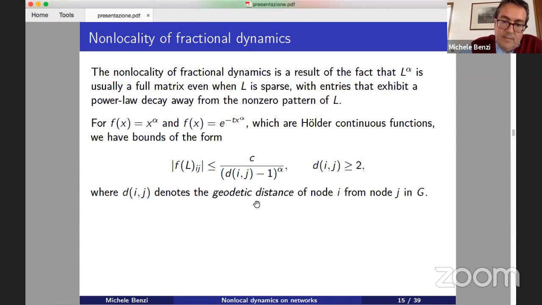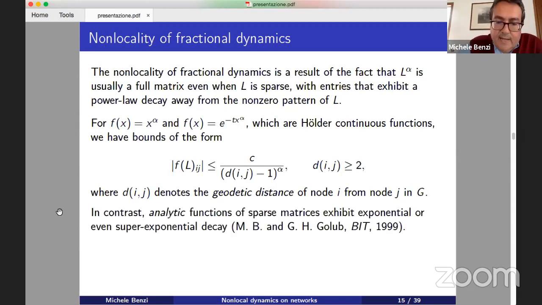So what we have, in other words, is that for alpha Holder continuous functions, we have a power law decay in functions of the sparse matrix L with exponent alpha. So the decay can be quite slow, right? If you take alpha equal 1/2, so we look at the square root of the Laplacian, this says that the entries decay away from the diagonal, say, if L is tridiagonal, like the square root of the distance.